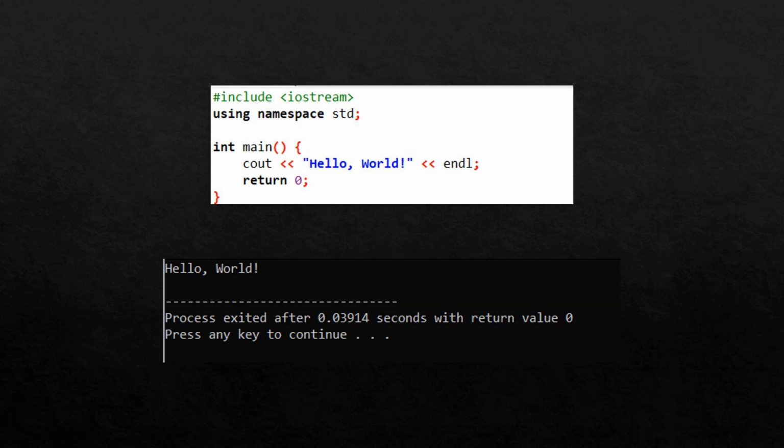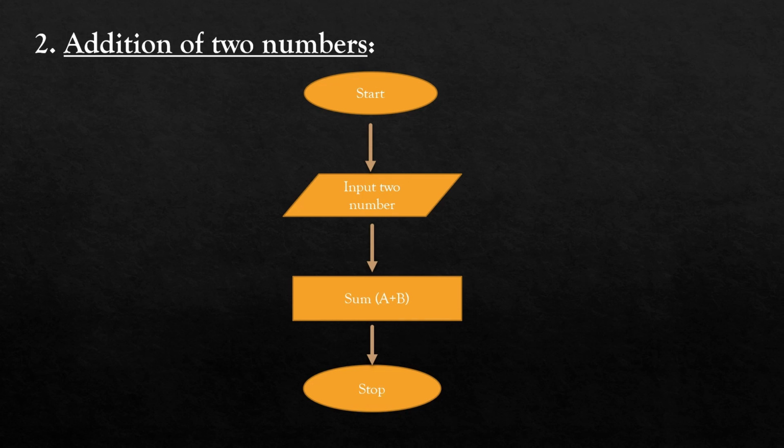Next, let's write a program to add two numbers entered by the user. First, we will see its flowchart. We can see the start and end are in oval shapes. The input is in a rectangle shape while the process is also in a rectangular shape. So now we will take a look at the code.